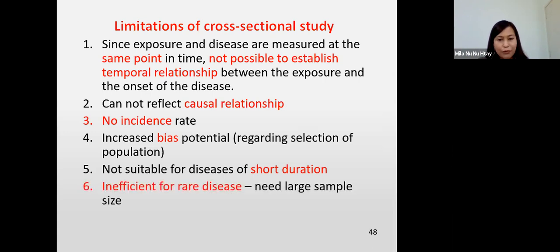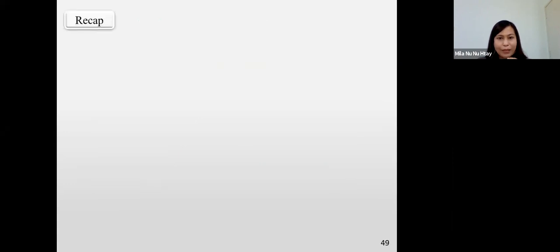It is also insufficient for rare diseases. For example, we would like to know the prevalence of a very rare genetic disease and find out whether there are any factors associated with it. If the disease is very rare, it is very difficult to get findings. So if you would like to identify a rare disease and its associated factors, we might recommend using the case control study.